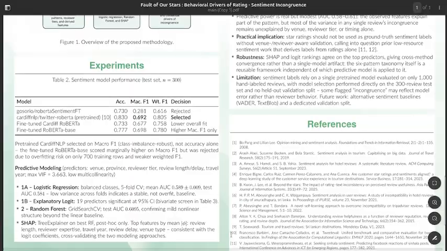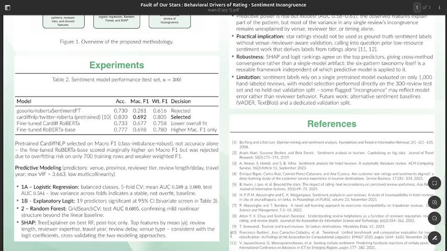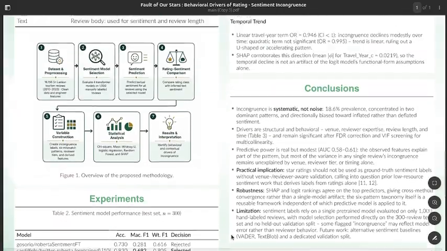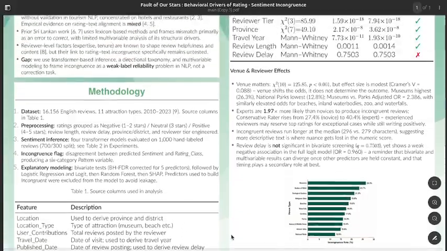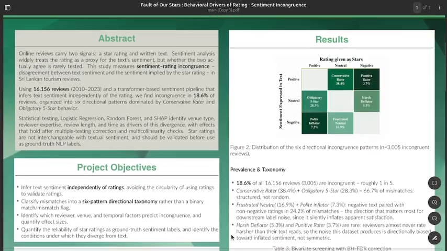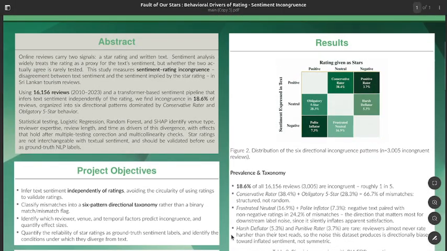These include conservative rater, obligatory 5 star, frustrated neutral, polite inflator, harsh deflator, and punitive rater. The most common pattern was the conservative rater, representing 38.4% of all incongruent reviews. The second was the obligatory 5 star, representing 28.3%. Together, these two patterns account for 66.7% of all mismatched reviews.